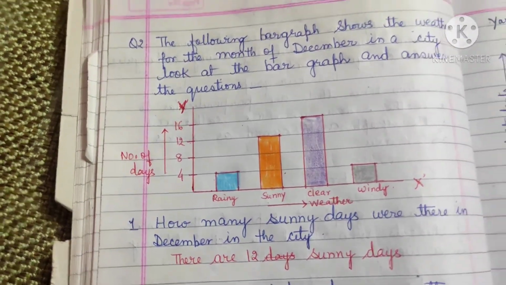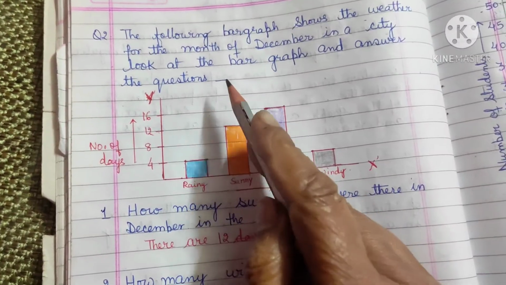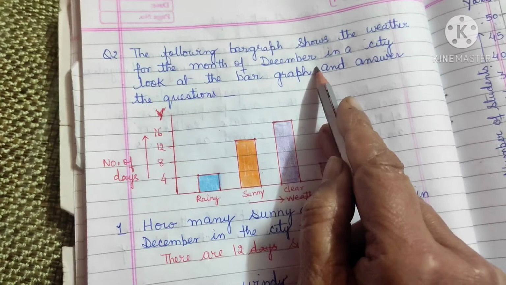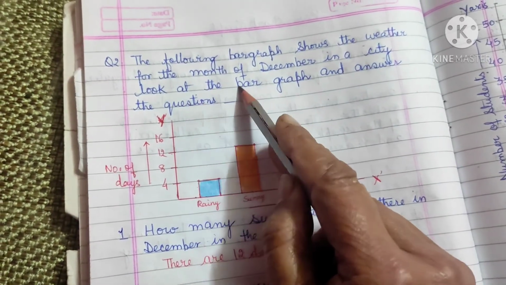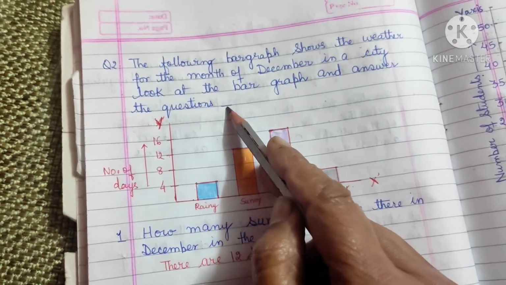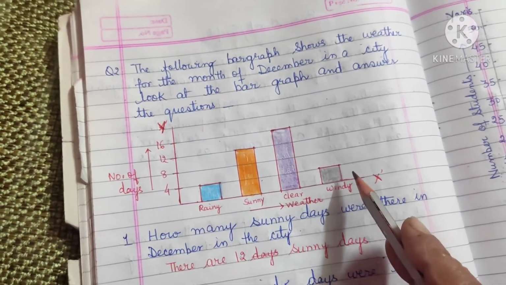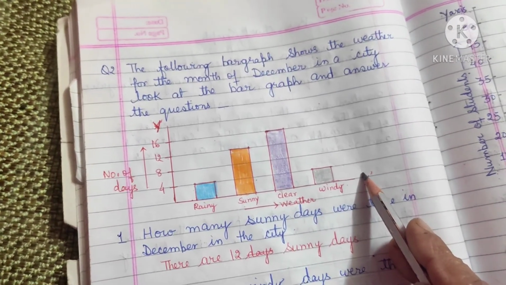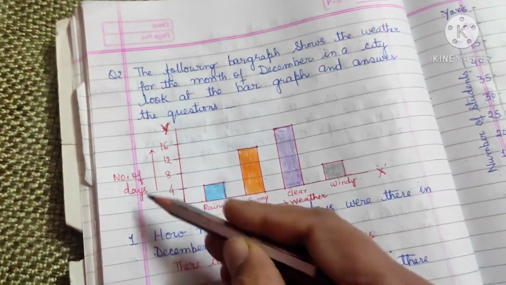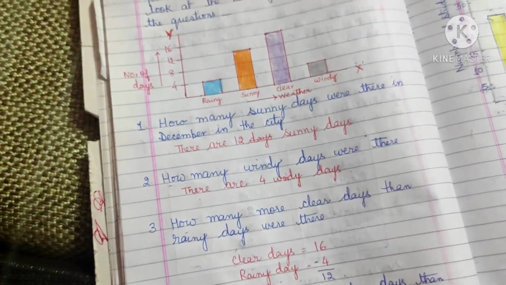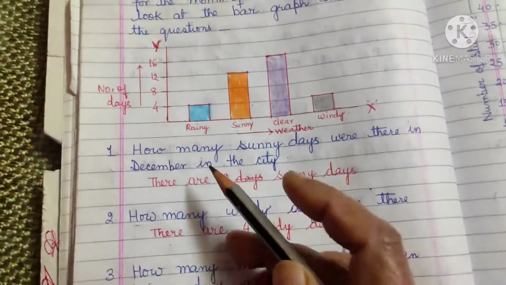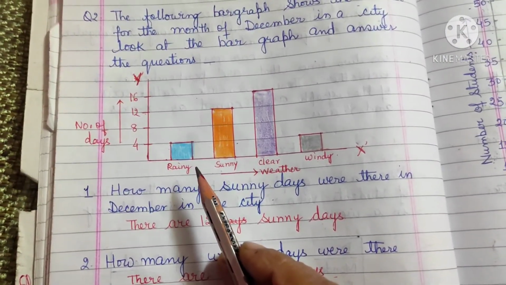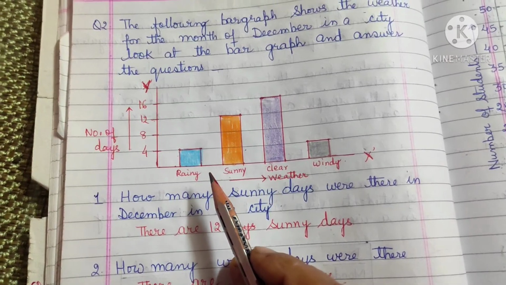Children, let us take a second example. Here the following bar graph shows the weather for the month of December in a city. Look at the bar graph and answer the questions. Here children, you can see the bar graph drawn here. Okay, and on the basis of this picture you have to answer all these questions. Children, if you read or observe the bars, what are the things that you are getting from this bar graph?